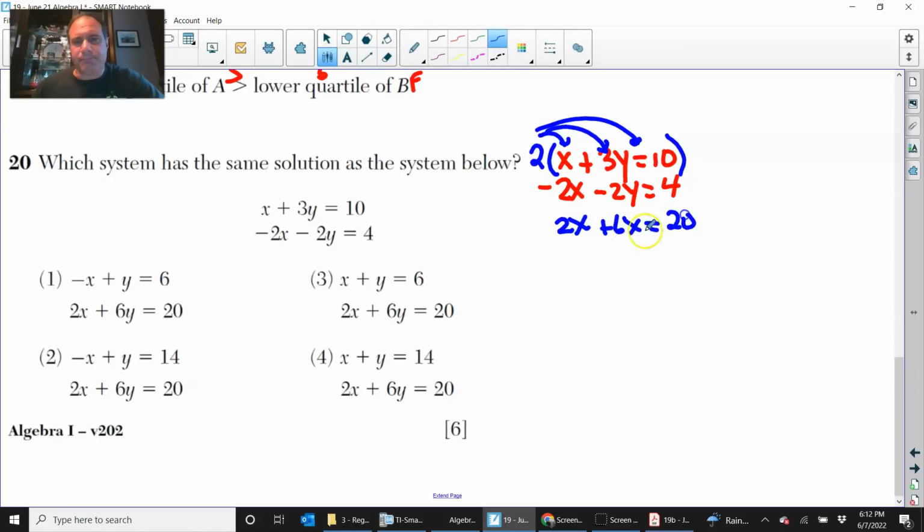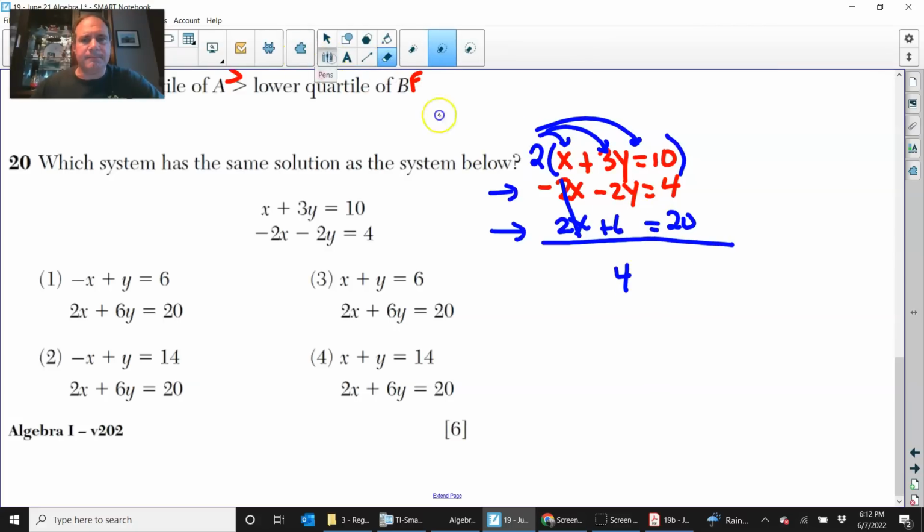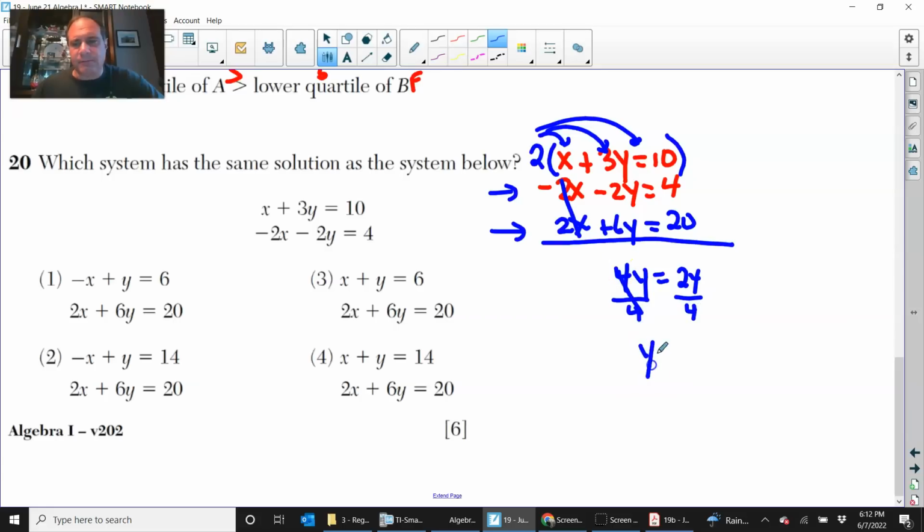Equals 20. So now I'm working with this one and this one. I'm going to cancel out, and I'm going to have 4, making some mistakes, that is a y. I'm going to have 4y equals 24. And then I'm going to divide by 4, and I'm going to get y equals 6.